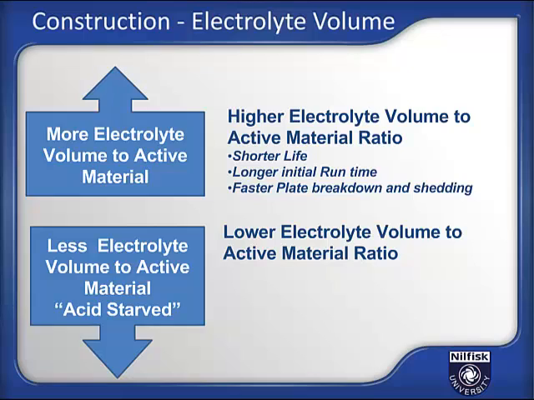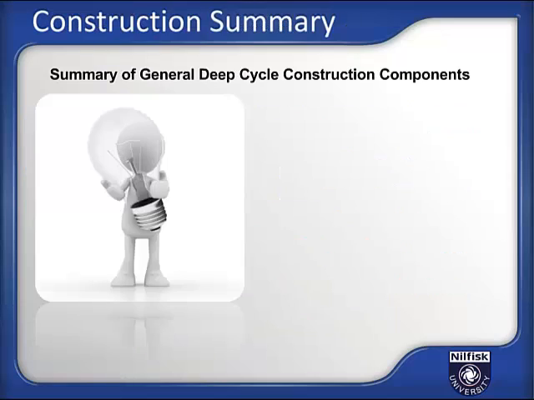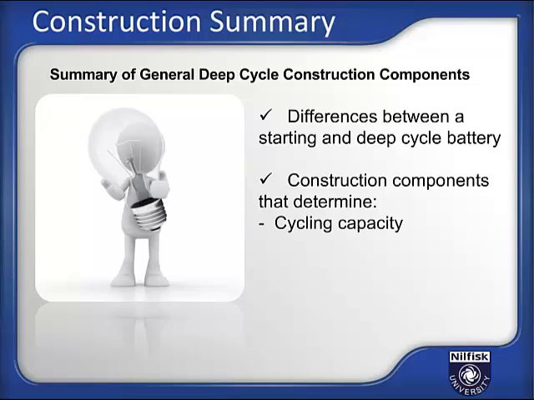In situations of lower electrolyte volume, or when a battery is constructed with a plate preservation strategy of using less electrolyte volume to active material, what you see is longer life, consistent runtime over the life of the battery, and better plate preservation. So by now you should know some differences between a starting battery and a deep cycle battery. You should also have a good understanding of the major construction components of battery construction that define a deep cycle battery and how these components affect things like cycle capacity.